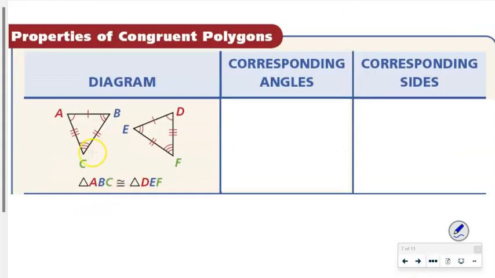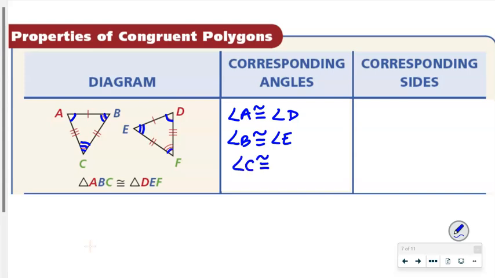All right, so we're going to work through this diagram right here to talk about these properties. So the first thing we're going to talk about are angles, okay? So notice that angle A is going to be congruent with angle D, right? We can tell that because they both have one arc, okay? Then we can look at angle B, right? Angle B is congruent with what angle? Angle E, right? Okay? And then angle C right here, 3 arcs. Angle C is going to be congruent with angle F, right?